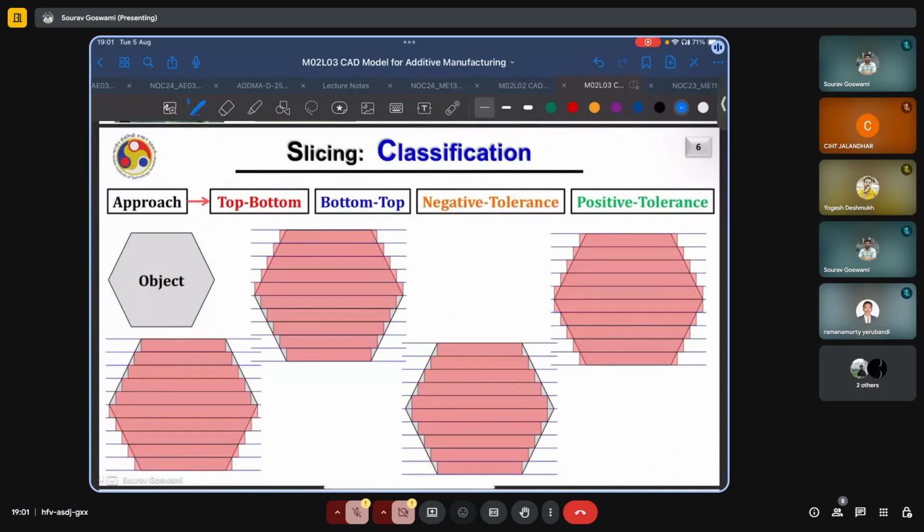Another classification for slicing is based on the approach used, whether it is a top to bottom approach, or a bottom to top approach, or one with negative tolerance or positive tolerance. Let us examine all of these one by one. So this one here is the top to bottom approach, in which we have sliced our object using these planar layers, and then we simply project the intersection of the slicing plane and the object, that is the contour, down.